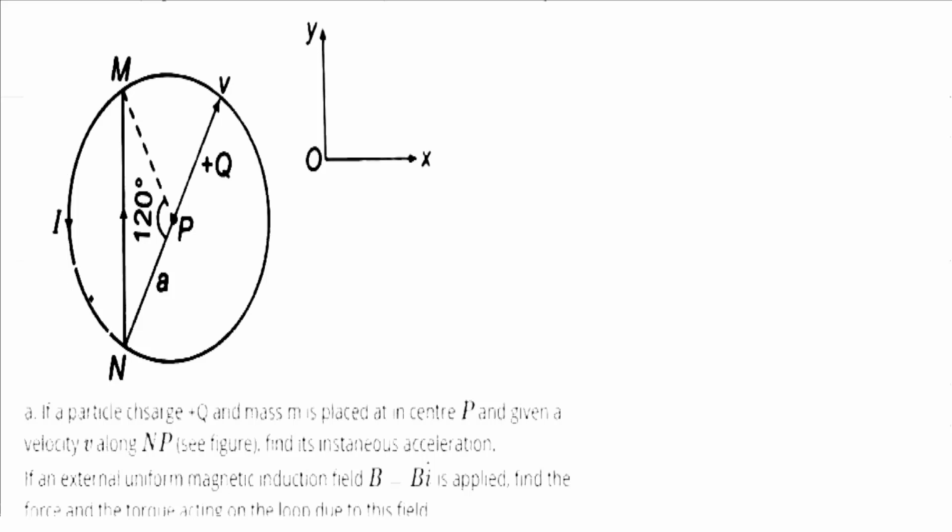Firstly, this is a loop and current I flows here, and at point P we have kept a charge Q, which moves in the NP direction with velocity v. We have to find the instantaneous acceleration, which equals force over mass. So the force equals Q v cross B, where B is the magnetic field.